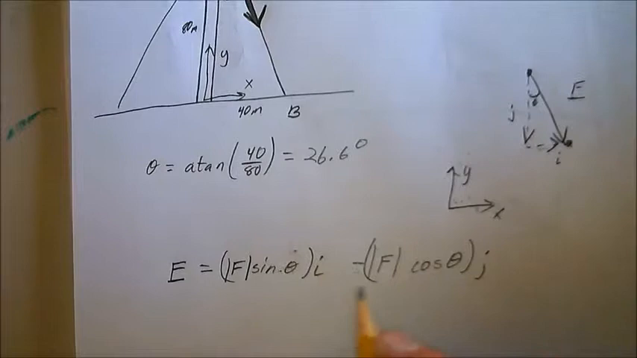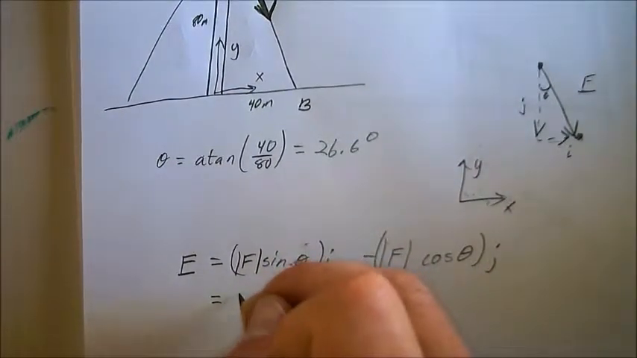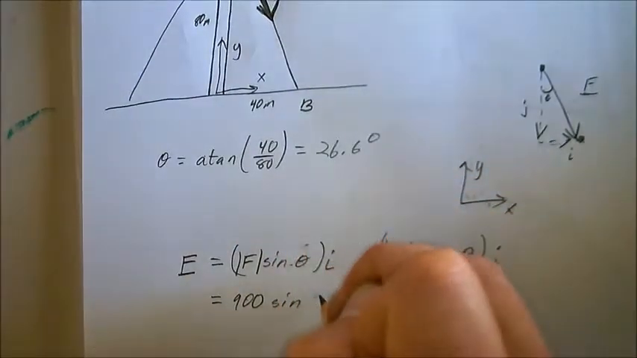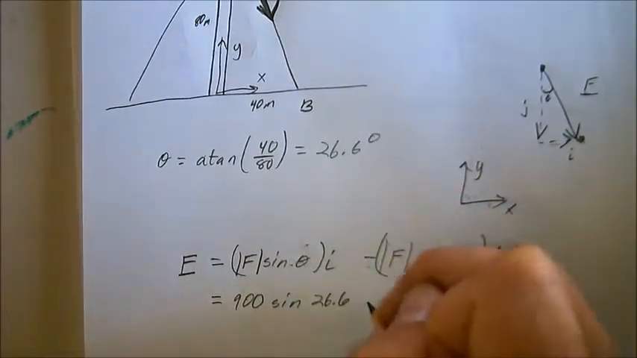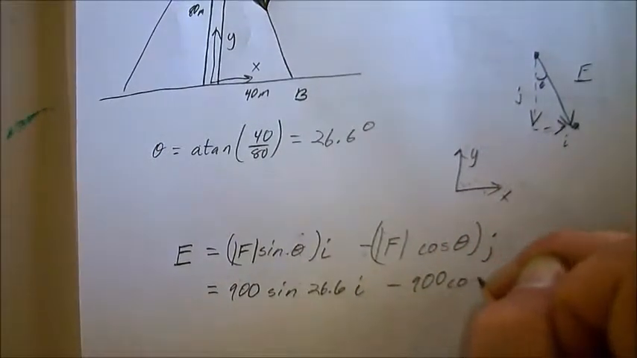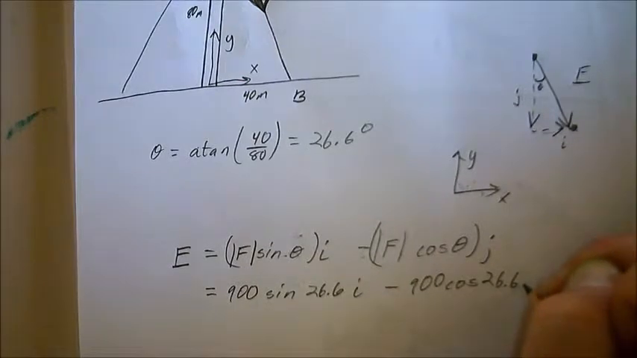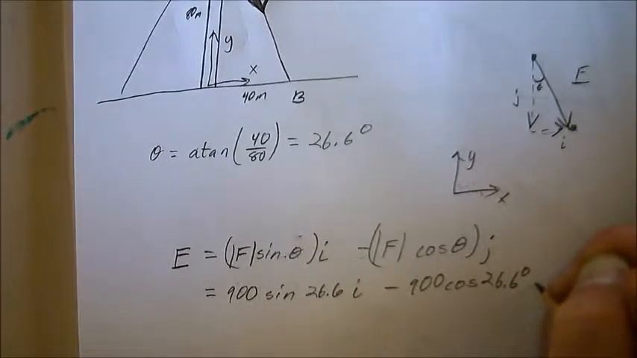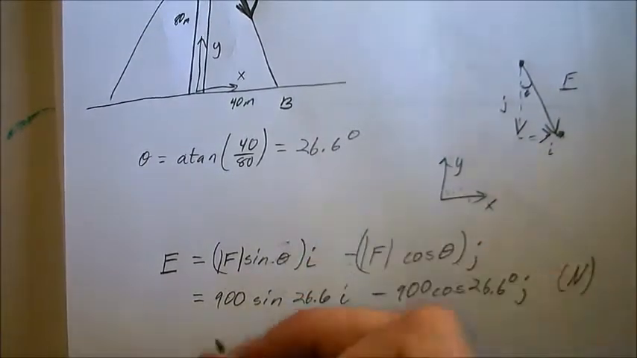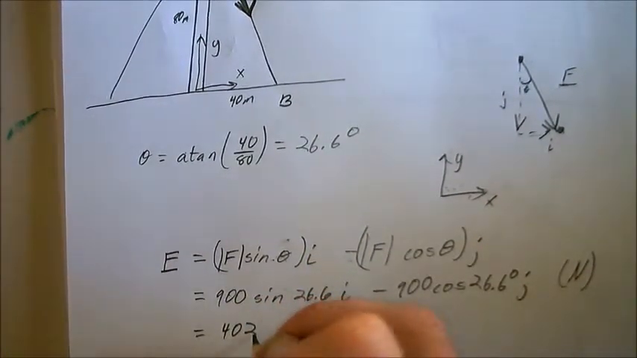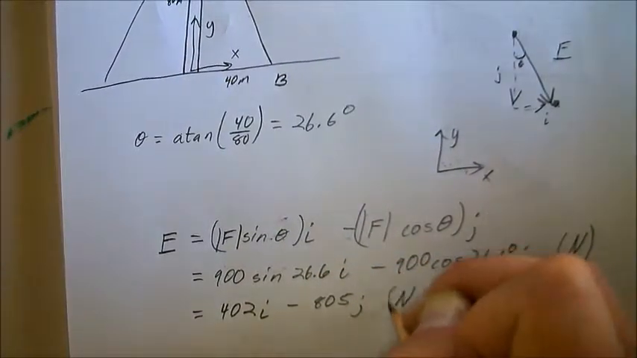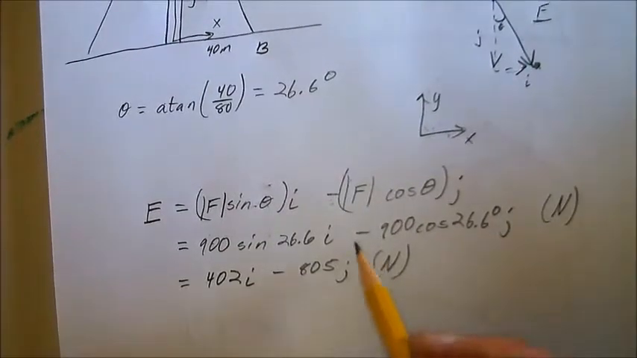Okay, so now adding in all of these values, we end up with 900 sine of the angle that we just got, 26.6 degrees, in the i direction, minus 900 cosine of 26.6 degrees in the j direction. And this is all going to be in newtons because the force is in newtons. And if you solve that out, you'll end up with 402 i minus 805 j newtons. Always keep your units as you go through these.